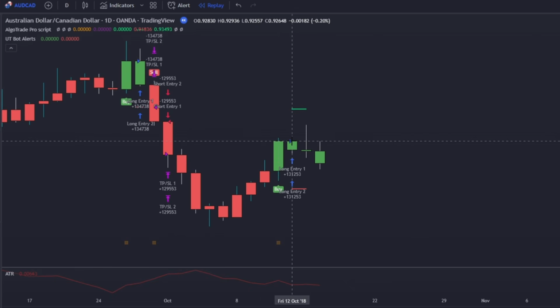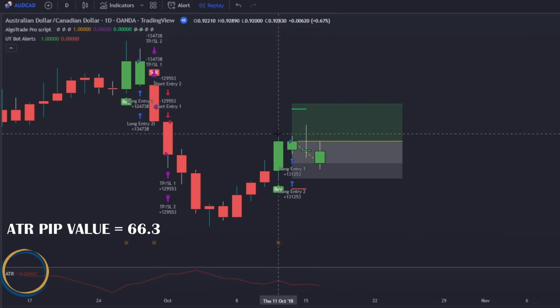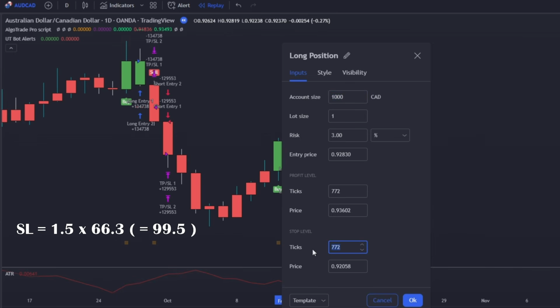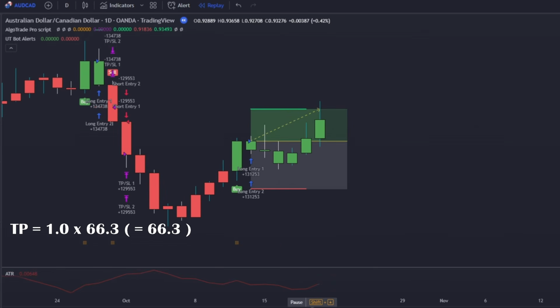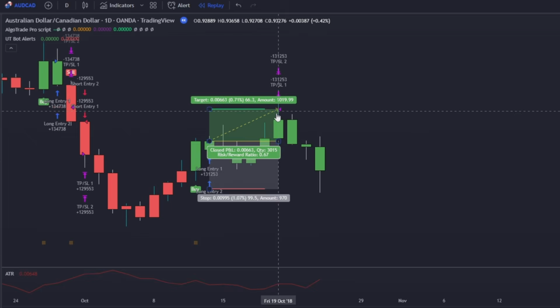Here we have an example of a long signal. The algo considered the entry point after the closure of the signal candle given by the indicator. The stop loss value is 1.5 times the ATR pip value, in this case 1.5 times 66.3, which is 99.5 pips, and for the take profit the value is 1 times the ATR pip value, so it's simple, 66.3. This trade will be a profitable one. The take profit was hit here.